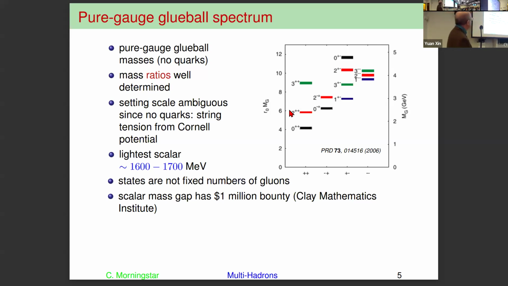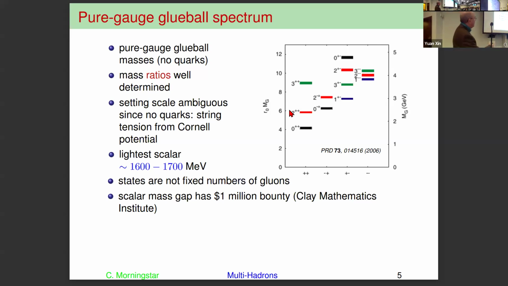So the mass ratios are well determined here, but the absolute scale, that's ambiguous because we don't live in a world where there are no quarks. So it's hard to figure out what the scale should be. Typically, people use the string tension from the static potential. If we do that, we find that this lightest scale is around 1600.